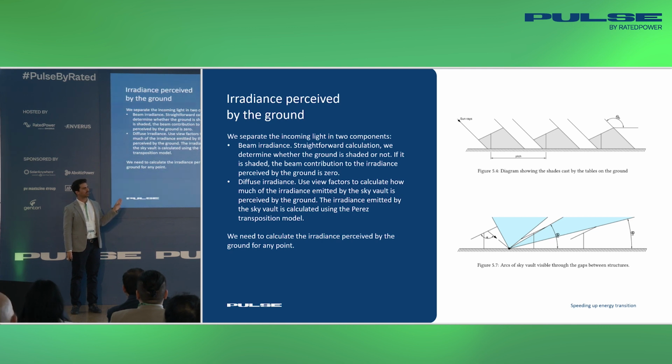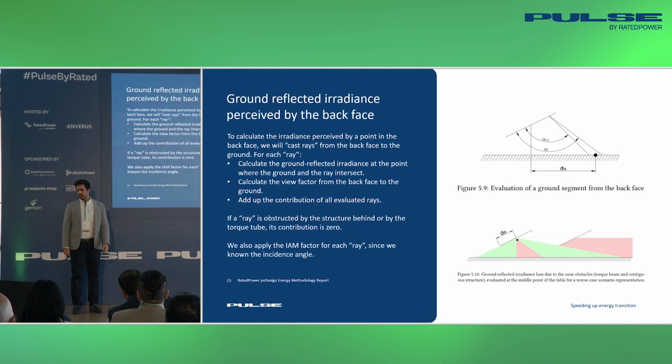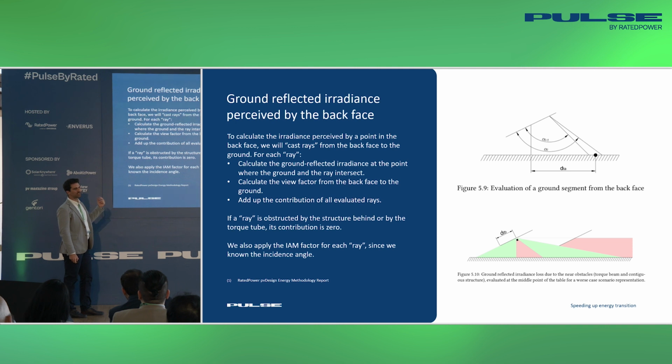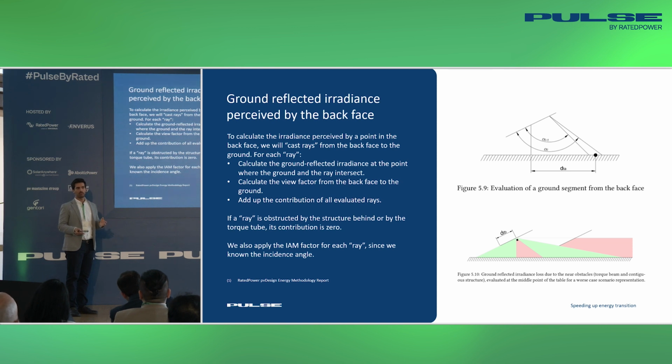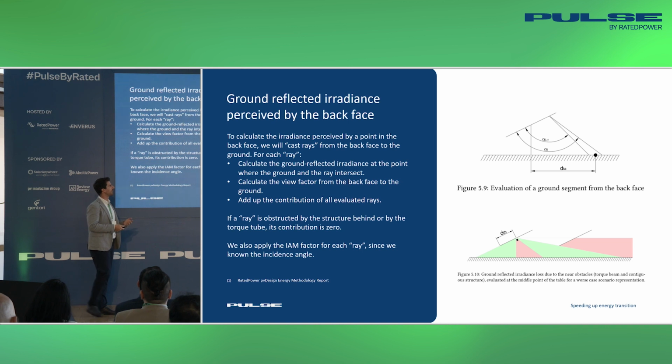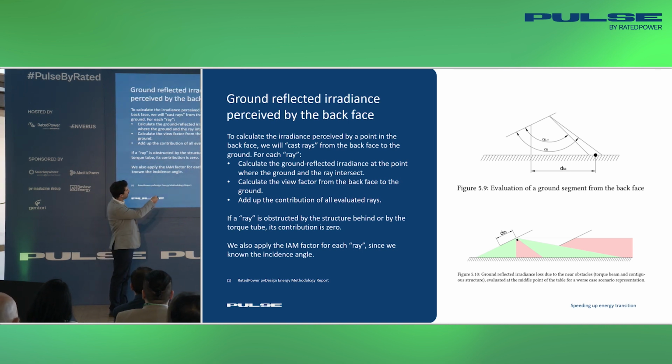So this is to evaluate how much irradiance the ground perceives. Then we need to calculate how much irradiance the back face of the structure perceives, right? So we apply the albedo, of course, to the value we obtained earlier, and we get reflected irradiance. That's cool and all, but now we want to know how much of that irradiance is actually reaching our back face, which is that point over there.